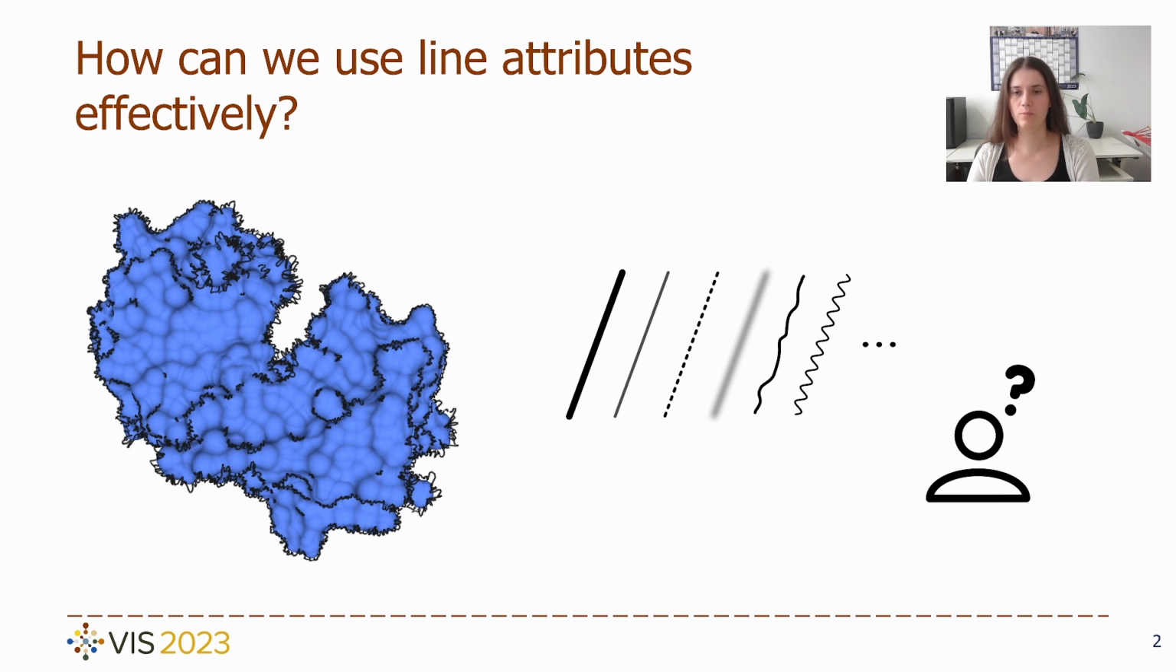This is not only a problem in this specific scenario. Lines as graphical primitives are everywhere, and in many visualizations, the line attributes are used to convey information. In our work, we investigated the perception of line attributes in 3 studies.